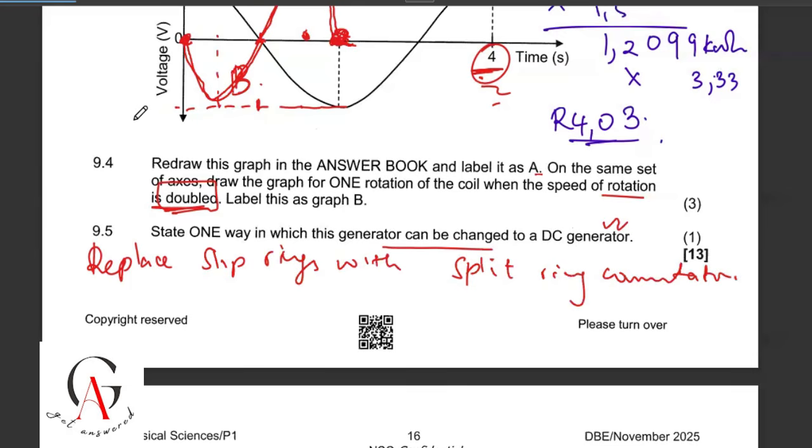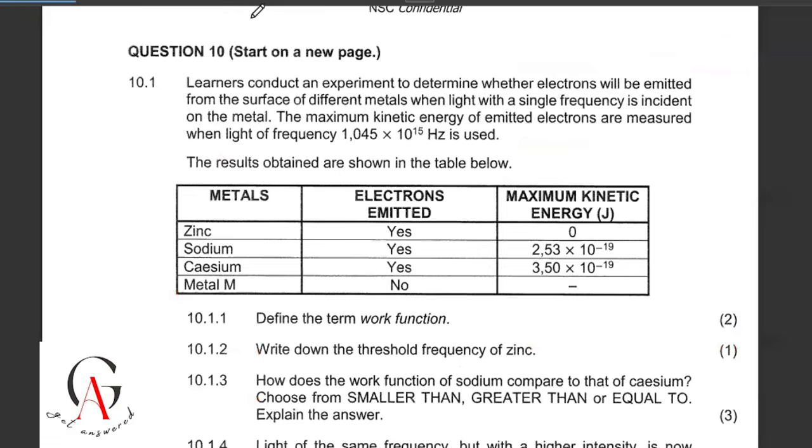All right, then question number 10. Learners conduct an experiment to determine whether electrons will be emitted from a surface of different metals when light with a single frequency is incident on the metal. The maximum energy of the emitted electrons is measured when light of this frequency is used.